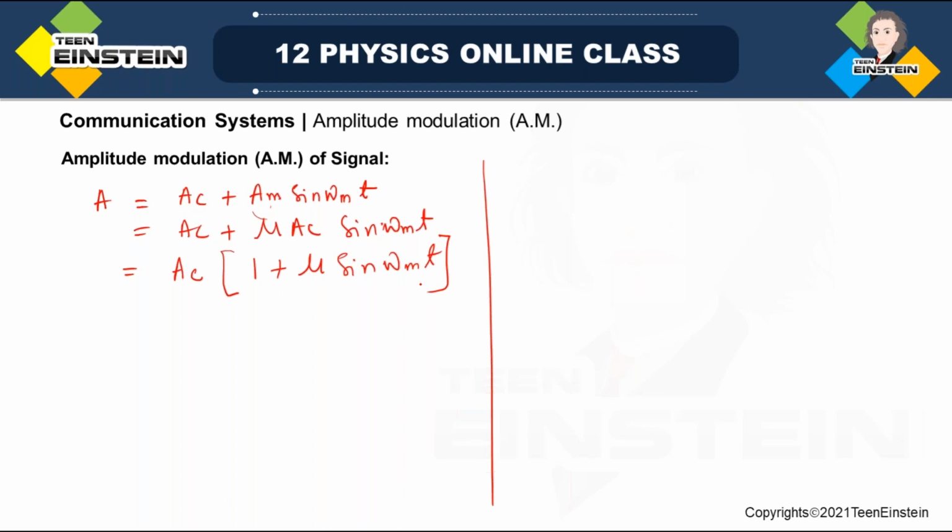Alright, now we can write the instantaneous voltage of the amplitude modulated carrier wave. So the carrier wave is actually modified, right? How can we write the carrier wave after modulation? The amplitude will not be Ac. It will be A, what we have got here. So we can write the modulated carrier wave.